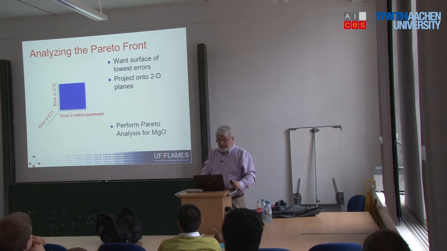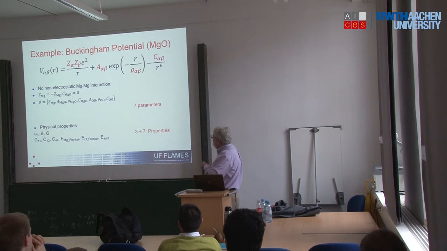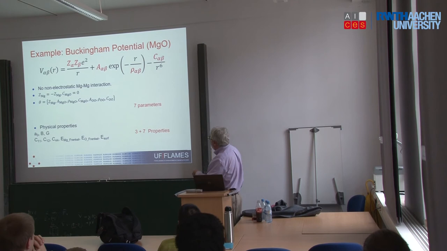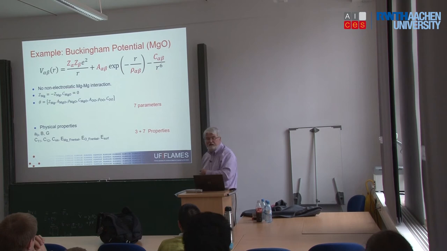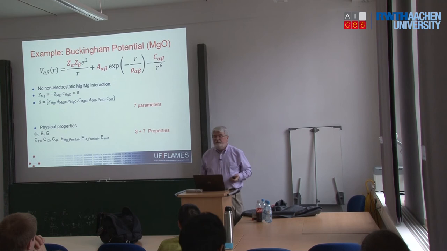Okay, so back to our problem. Here's our functional form. We end up with this set of things we have to optimize, 7 parameters, and we're going to include 10 properties. Okay, so we've got 10 properties we want to optimize, and we've got 7 parameters we can choose from that we have in the potential. How about doing that?